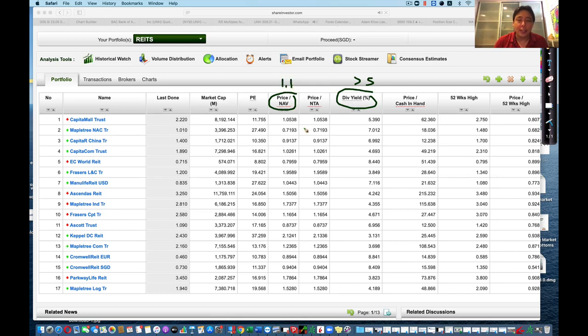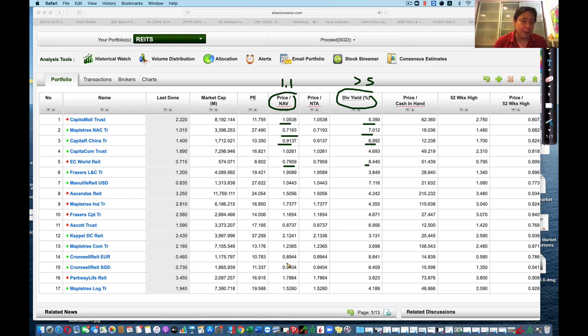So which are the ones that are still reasonably priced? We have this one, Capital Mall Trust, that's still reasonable. This as well. This as well. This is a bit of a fail because it's below 5%. This as well. And you get what I mean, right?